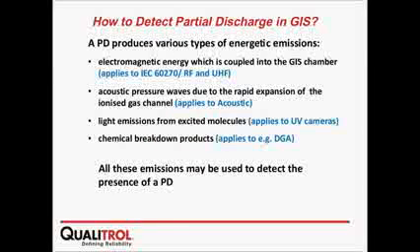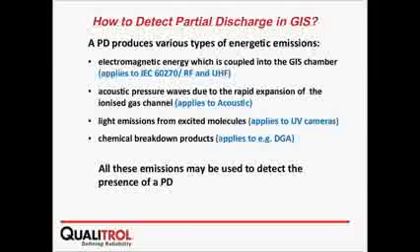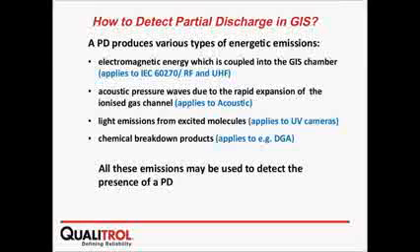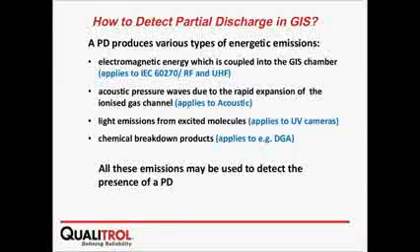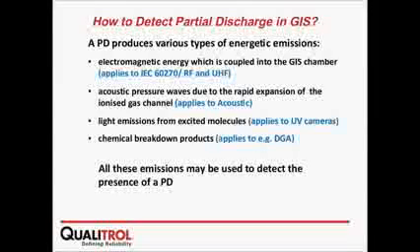But how can we detect this partial discharge, not only in the GIS but in the transformer and in the breaker? So what are those methods that we can apply to capture those PDs? The first one is electromagnetic energy, which is coupling to the GIS chamber or transformer or breakers. It applies to the IEC 60270, which makes use of the coupling capacitor, but the IEC 60270 also refers to the radio frequency and the UHF.